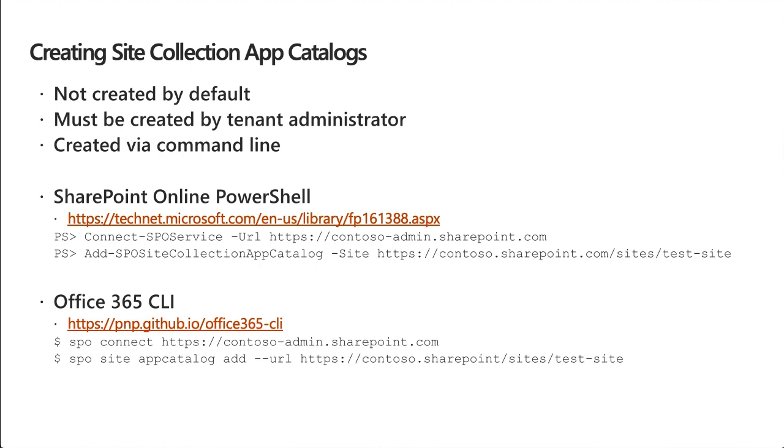You can do this one of two ways. You can use SharePoint Online PowerShell, and I have a link to it there, or you can use the Office 365 CLI. This is an open source tool provided by the Patterns and Practices group, and it is a cross-platform implementation so you can use it on Windows, Mac OS or Linux. They each have their own syntax, but essentially what you do is you first log in to SharePoint Online and log into the admin center, the SharePoint admin site, and then you tell SharePoint that you want to create a site collection scoped app catalog and pass it the URL of the site collection where you want this to happen.